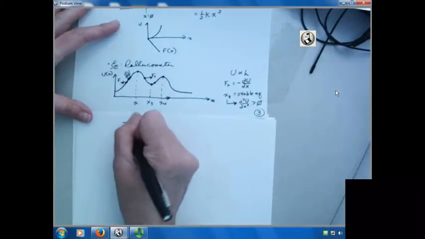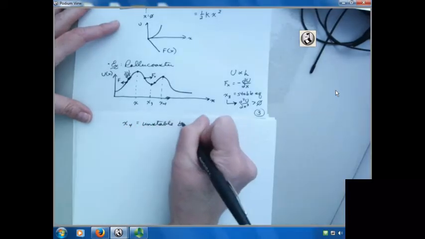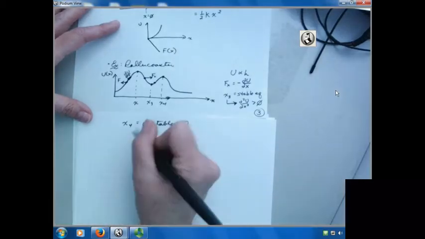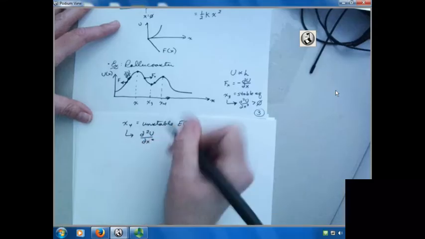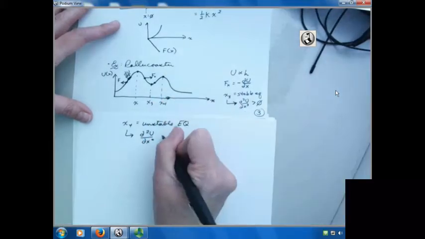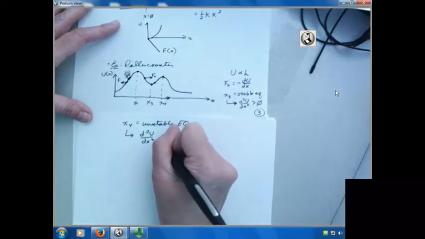x4 then is conversely a point of unstable equilibrium. And the condition for that is d2u dx squared is less than 0. Clearly the slope went from something positive to something negative, so the second derivative, which is the derivative of the slope, is less than 0. So if you ever find an equilibrium point, which would be a point where du dx is 0, and you want to know whether it's stable or unstable, you have to take a second derivative. Okay.